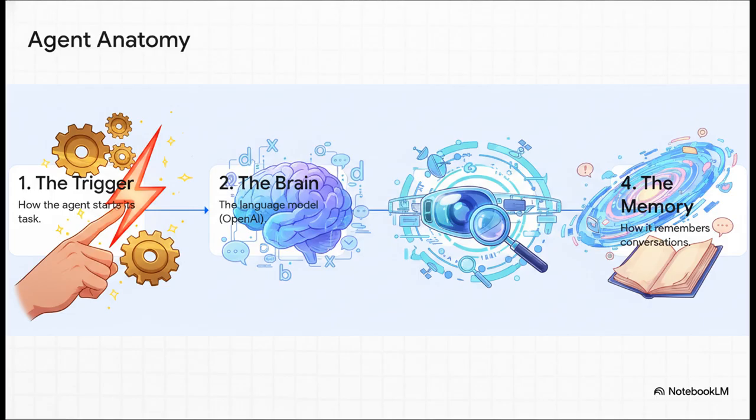First, you need a trigger. That's the on switch. Then you need the brain, which for us is an AI language model like OpenAI. This is what does the thinking. Next up, the senses. How does it see the world? For our agent, that means searching the web. And finally, you need a memory, so it can actually remember what you just talked about.